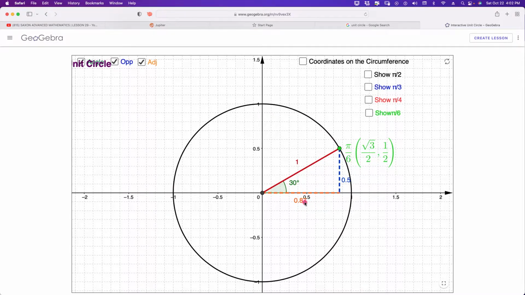Now, the adjacent side, that is the side that is adjacent to your triangle, and this is a really cool tool, by the way. I found this on GeoGebra.com. Just Google unit circle and click the one on GeoGebra, geogebra.org, and it will take you to this page, and you can play around with it, and it will help you find these units of measure.